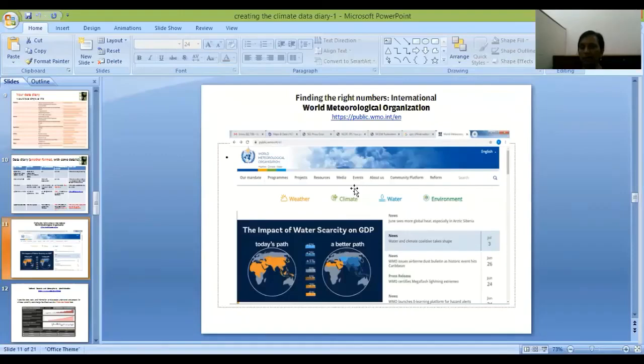Again, I'm telling you, this is just a screenshot of the WMO website, but you must know what is inside the WMO website. It has numbers on weather, climate, water, environment. But the most recent resource that this organization has released is the State of Climate 2020. Please do take a look at it.